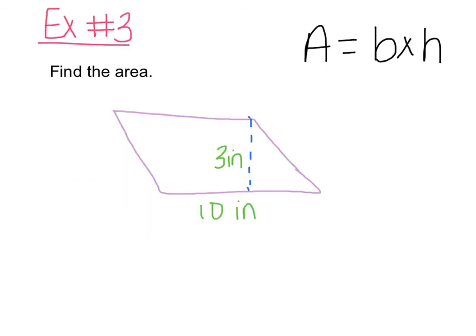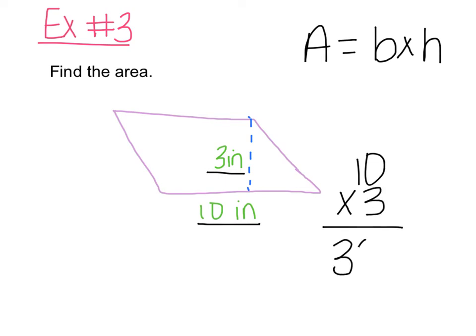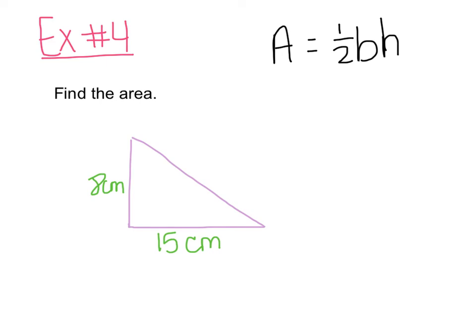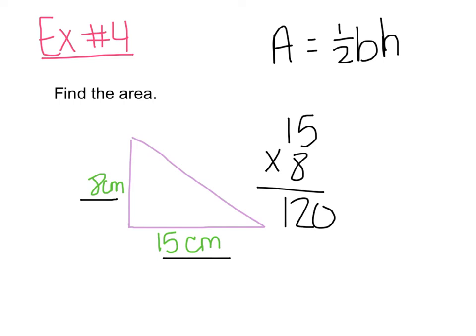Example 3, same idea here. We have base and height. Multiply them together to get your area. 30 inches squared. And we have one more triangle, multiplying 15 times 8, base times height, which gives us 120. But then since it's a triangle, we have to divide by 2. So we get 60 centimeters squared as our area.